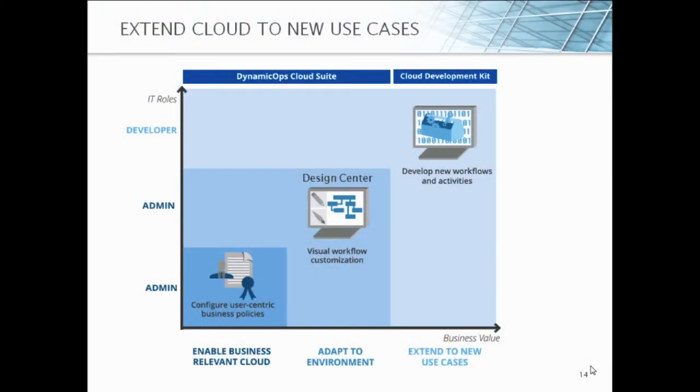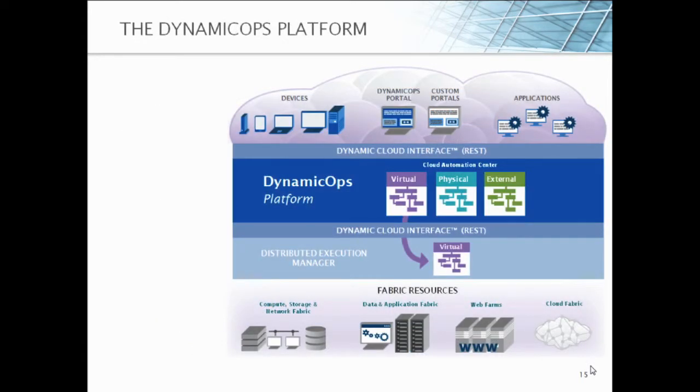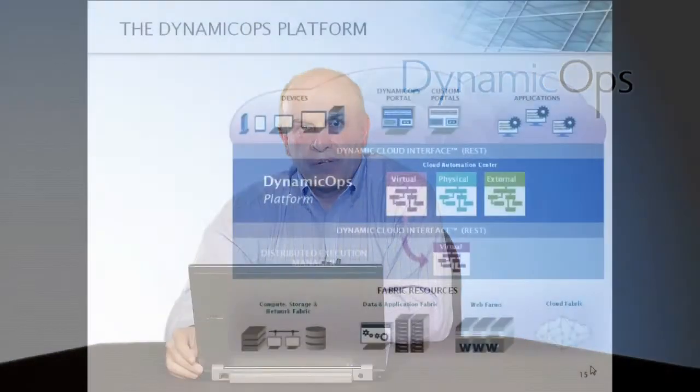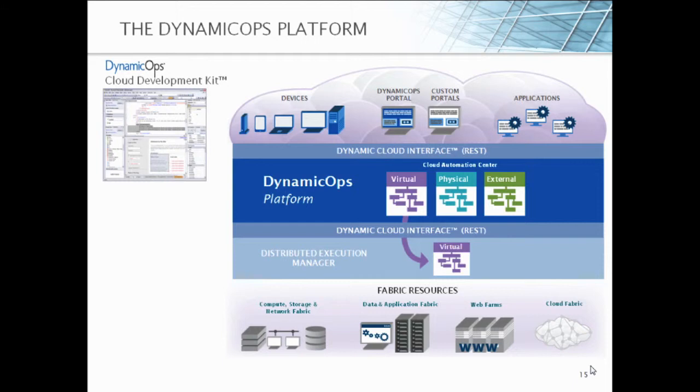The last level of extensibility is provided by the DynamicOps Cloud Development Kit. DynamicOps provides modules that manage virtual, physical, and external cloud resources. These modules are stored in the DynamicOps platform where they're executed by the Distributed Execution Manager. Using Microsoft Visual Studio as part of our Cloud Development Kit, customers can extend DynamicOps automation to new use cases.